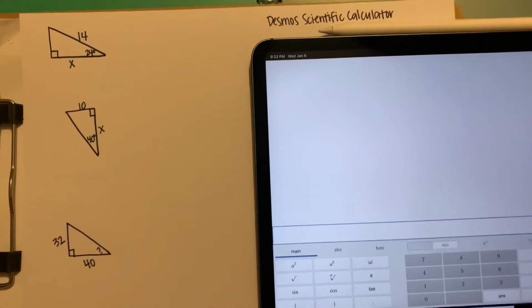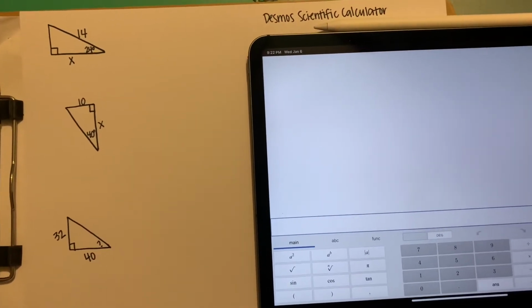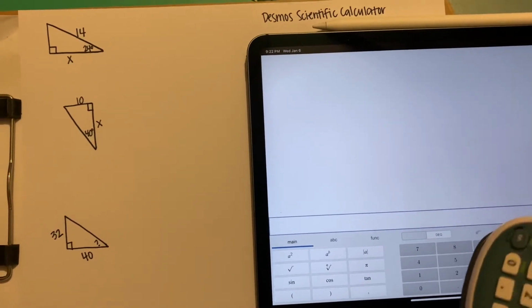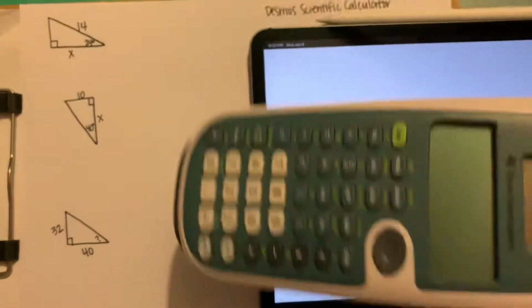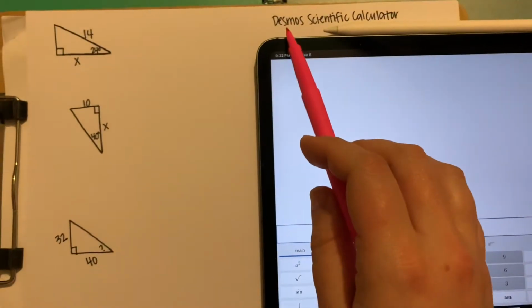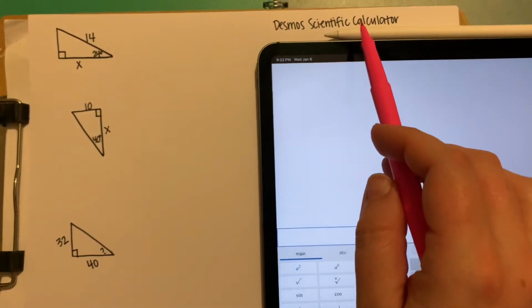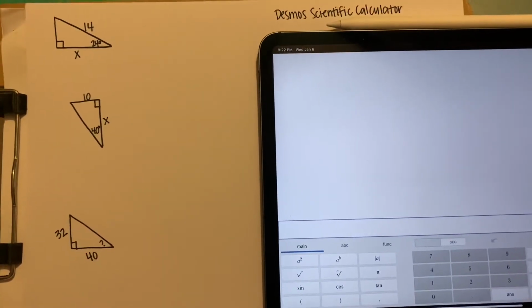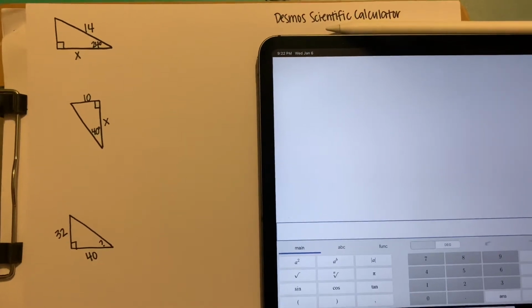In this video, I'm going to show you how to solve these three problems and how to enter them in the calculator, whether you're using your phone or a regular calculator. If you're using your phone, I suggest that you download the Desmos Scientific Calculator. It's much better than the regular calculator that comes on an iPhone.